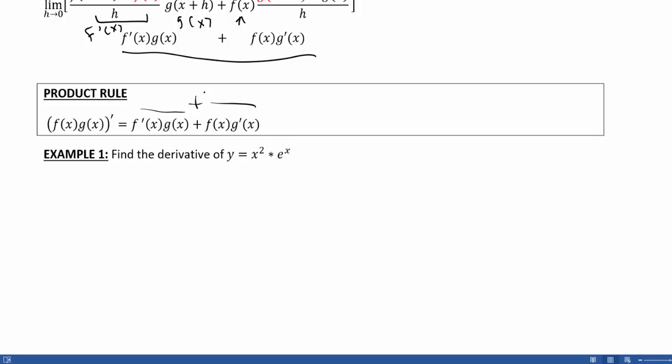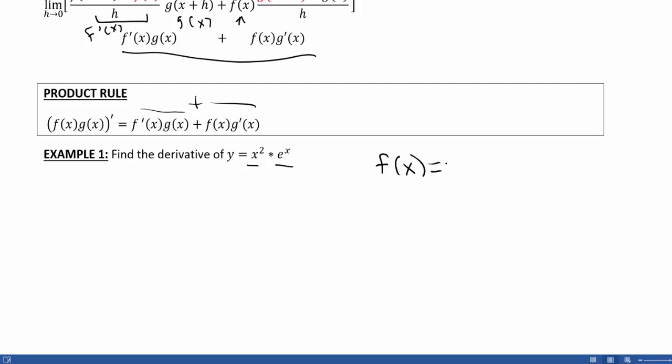So let's take a look at how this works. Example 1. Find the derivative of y equals x squared times e to the x. So here we see that we have two functions multiplied together. Since they are multiplied together, I know that I have to use the product rule. So I'm going to do my work on the side because in order to use the product rule, I need to separate out my functions and find each of their derivatives.